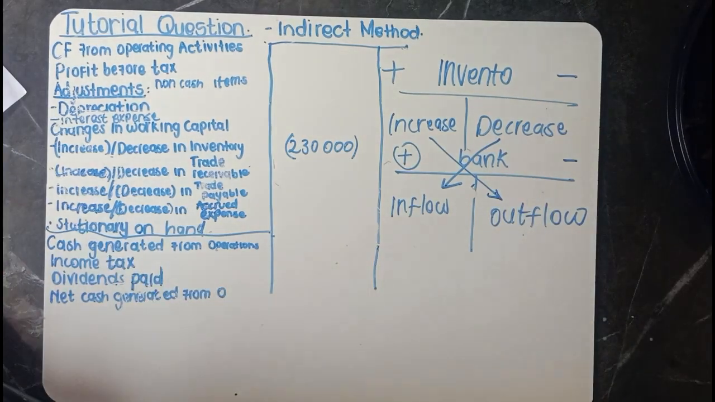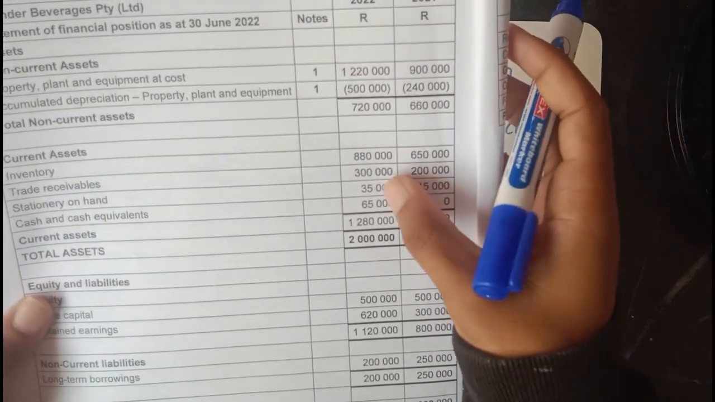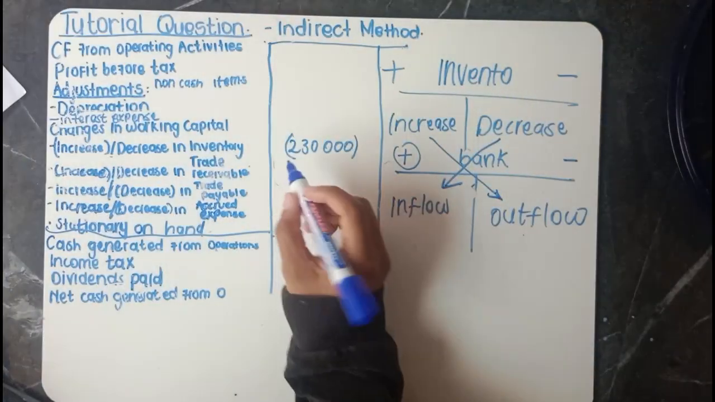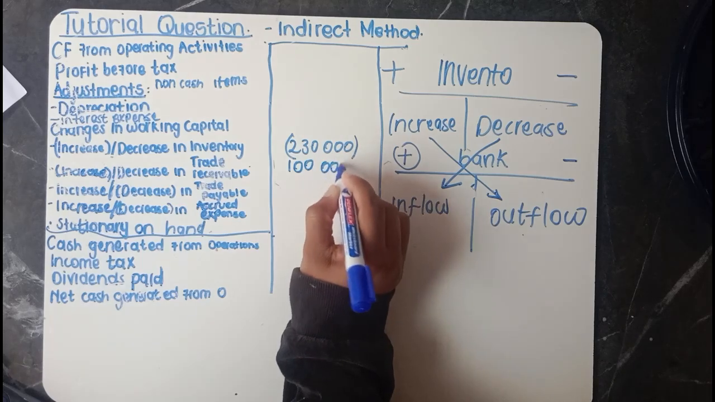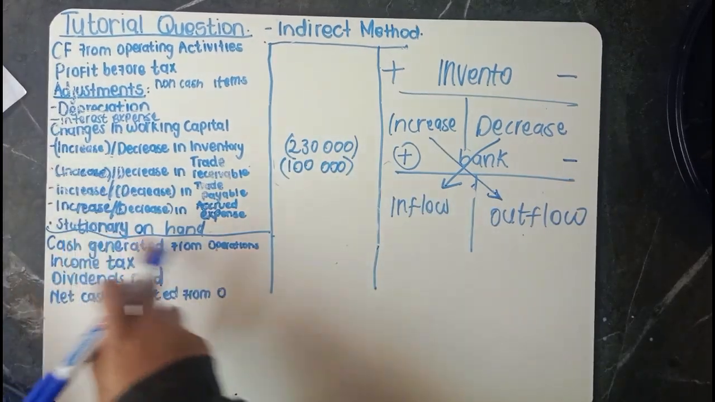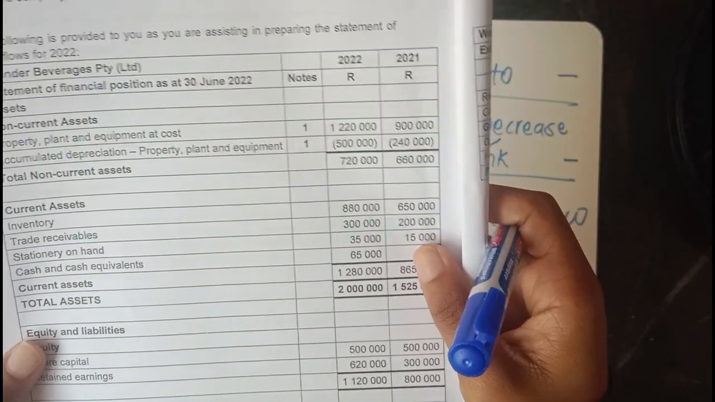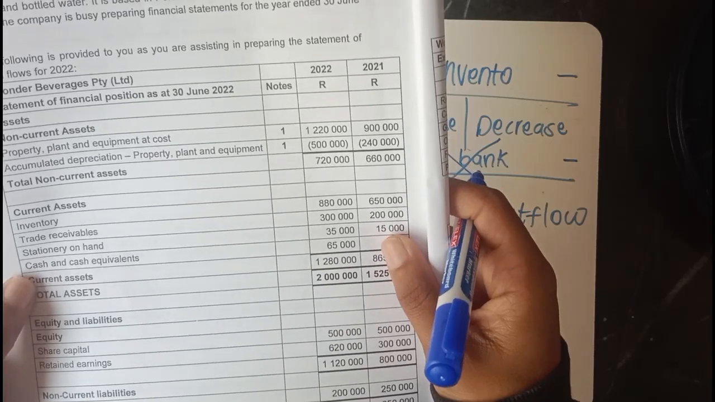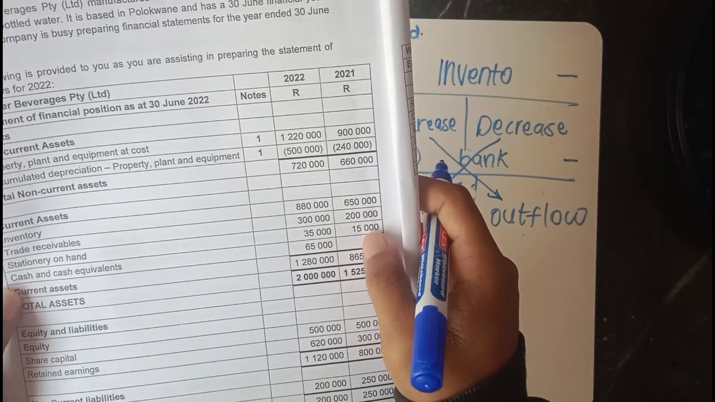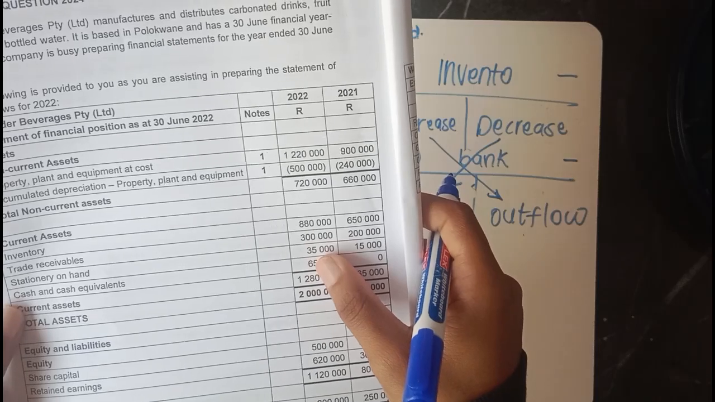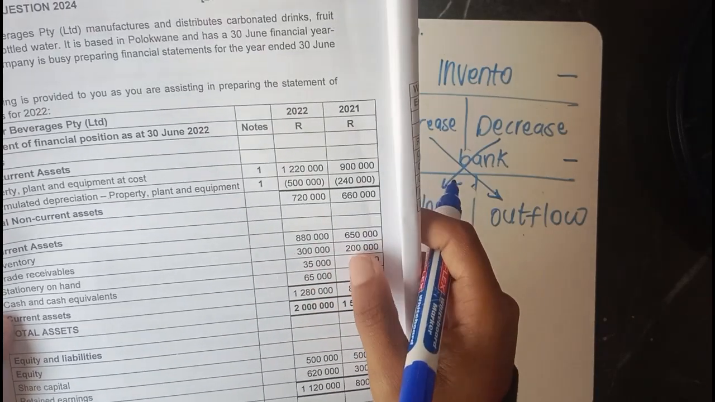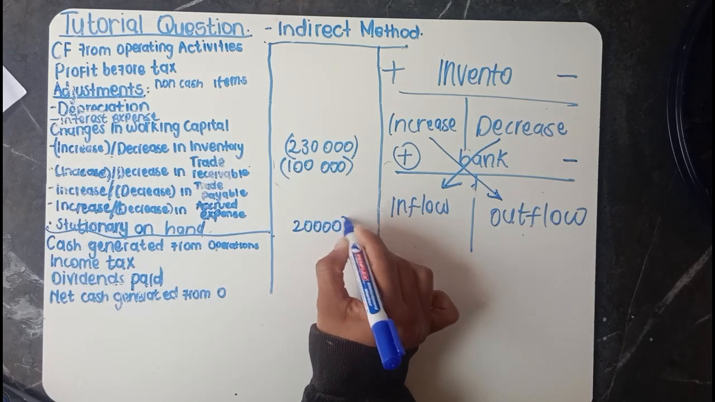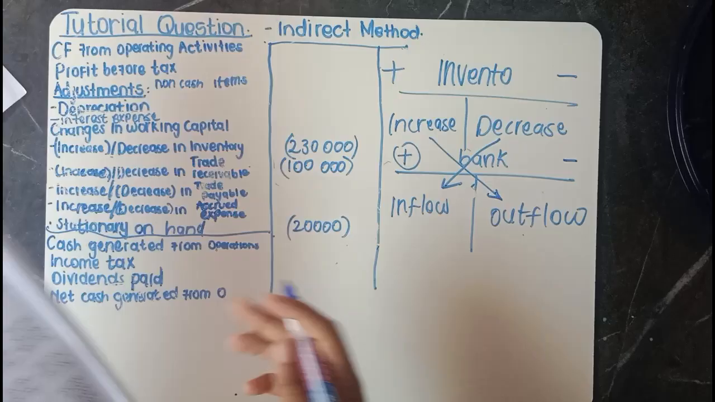So for the first one we have 230,000, and it's going to be in brackets because there's an increase. Let's move on to trade receivables, which increased by 100,000. Because it increases, it's going to be in brackets, so we have 100,000 in brackets. I want us to move on to stationery on hand because it's part of the assets. Stationery on hand is an asset and stationery expense is an expense, so we're looking for the difference here. It increasing means we put it in brackets. The increase is 20,000.